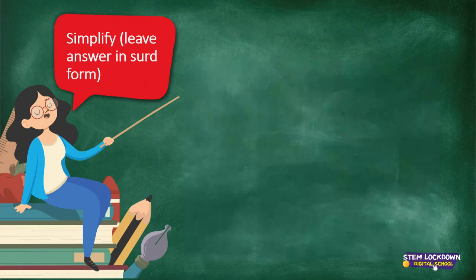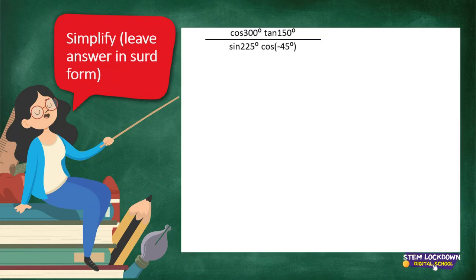For today, someone had said to me, Ma'am, you've been using beta and theta for a while. When do we begin to use numbers? Here's one example, and I've given you a link with more practice examples that you can use. For today, we will be simplifying this using actual numbers, and not betas and thetas. So we're going to simplify the cos of 300 times the tan of 150 degrees divided by the sine of 225 degrees times the cos of minus 45 degrees.